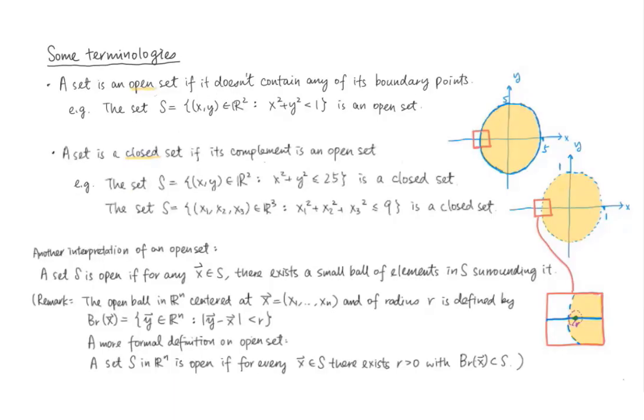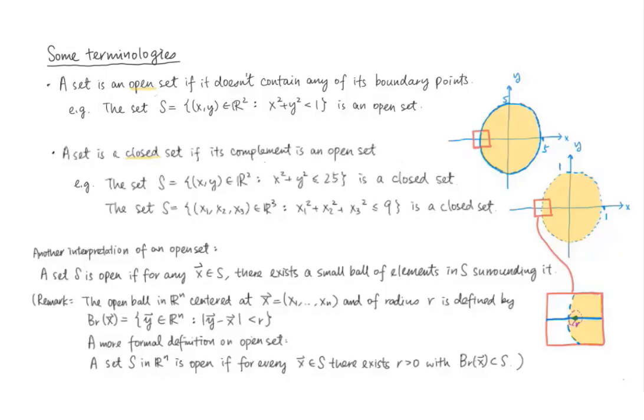Another interpretation of open set is that a set S is open if for any element x in this set S there exists a small ball of elements in S surrounding it. We can see that for the set S that contains points in R2 such that x squared plus y squared is less than 1, it is an open set because for any element in this set, I can always find a small ball filled with some other elements in S surrounding this point.